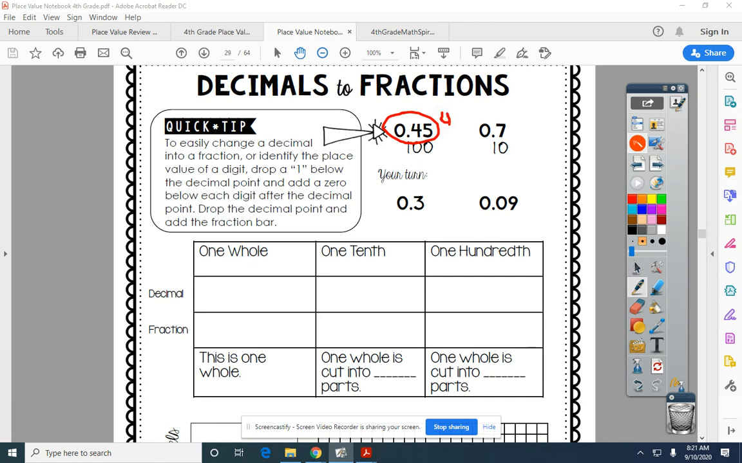So guess what the fraction is? It's 45 over 100. Because you do the number that it ends with, not the number that it starts with. So this 7 is in what place? The tens. So it's 7/10.